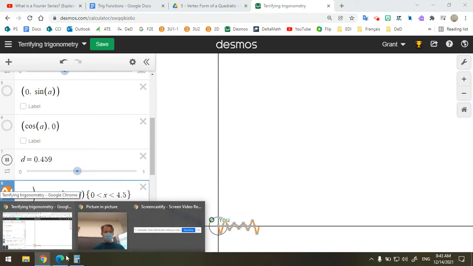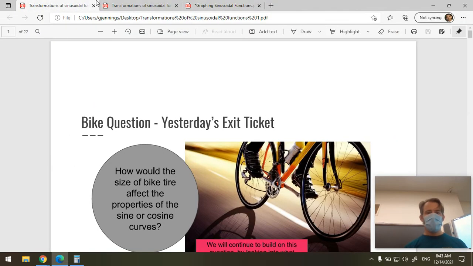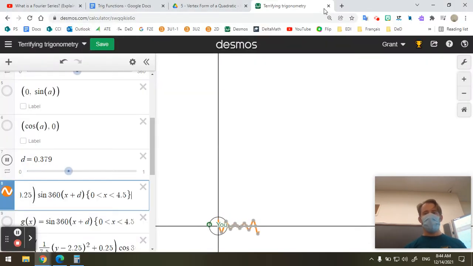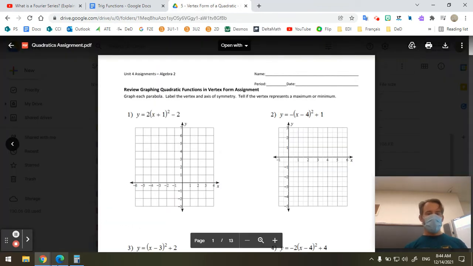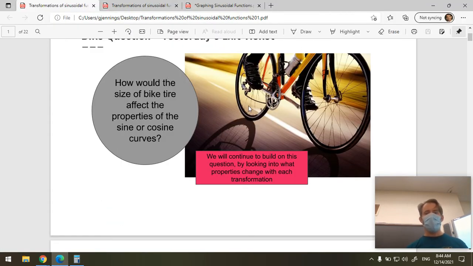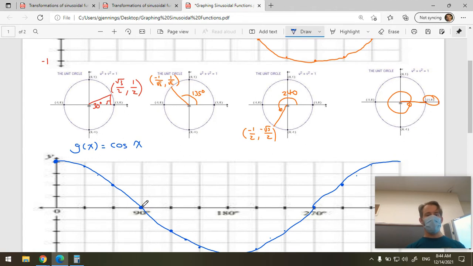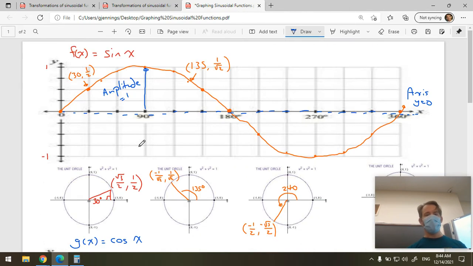Now, let's carry on with transformations of sinusoidal functions. Yesterday we were thinking about a bike tire that picks up a rock as it's riding along, and we wanted a function that would model the height of the rock. We could use either a sine or a cosine curve to model that, because sine and cosine curves are just horizontal translations of one another. If we were to start this graph at 270, it would rise, reach a maximum, come down, reach a minimum, and then come back up. That's what sine is doing.